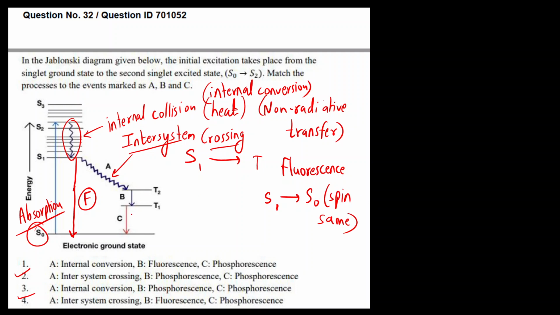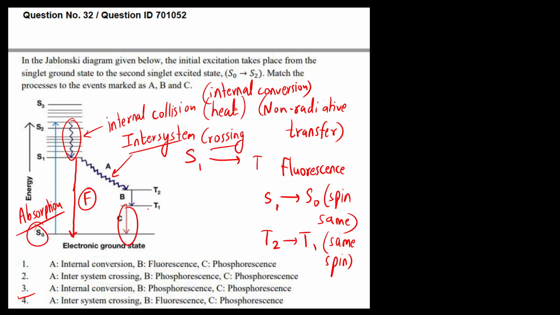Now T2 to T1, you might think this is phosphorescence, but this is not phosphorescence. Here also the spin is not changing from second triplet to first triplet. Here also there is the same spin. So this is fluorescence, not phosphorescence. So the correct answer is option 4.